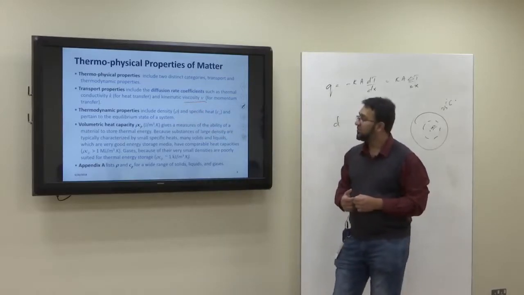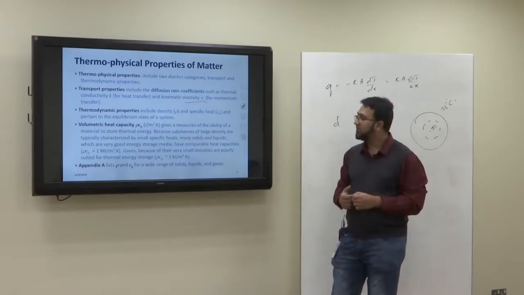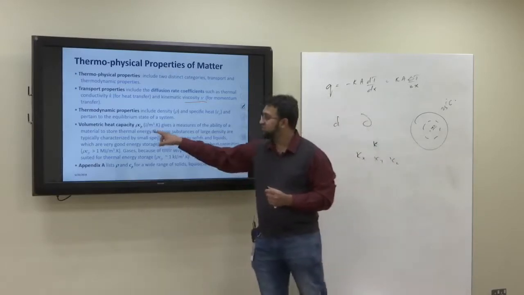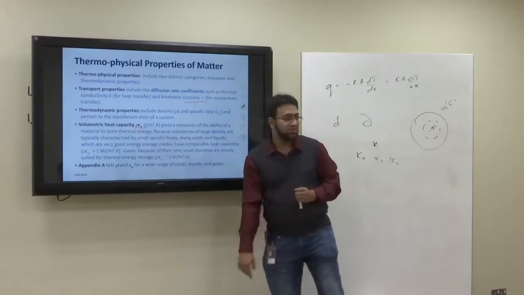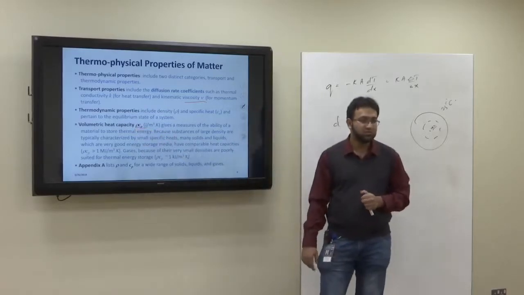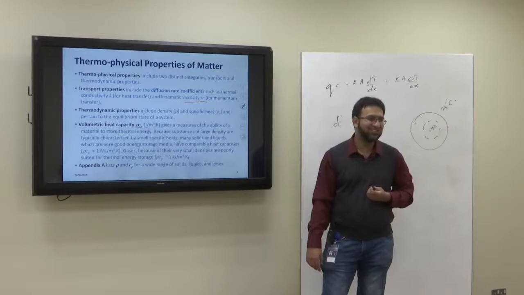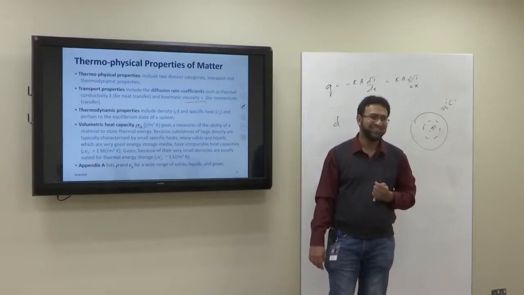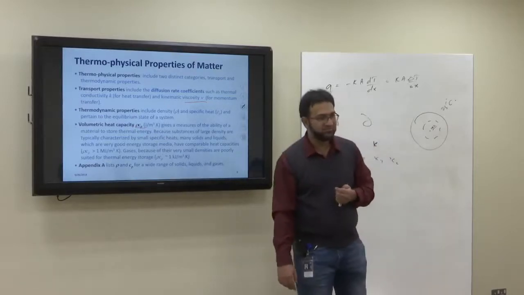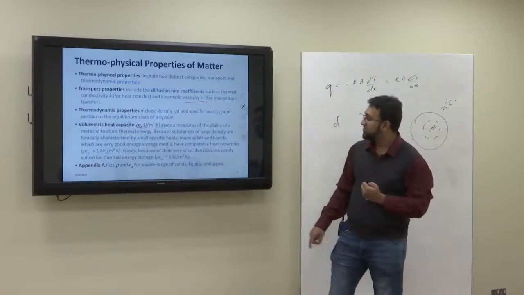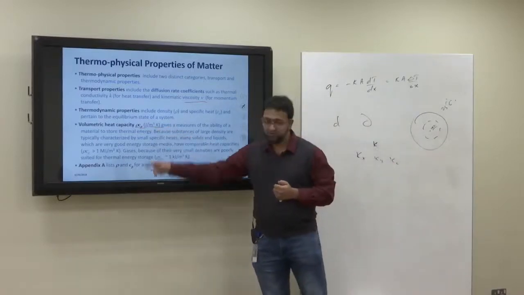Then we have thermodynamic properties, for example, volumetric heat capacity. Volumetric heat capacity is what? It is basically density multiplied by Cp. Cp is what? We studied that in thermodynamics. Specific heat at constant pressure. And its unit is joule per meter cube Kelvin.